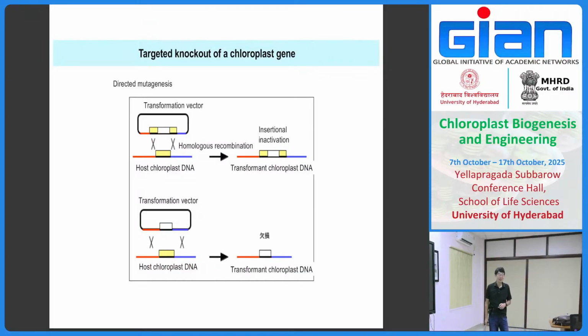CRISPR-Cas we cannot use for the chloroplast genome. Sorry? CRISPR-Cas, no, you don't need it. This is easy. For nuclear transformation you can use it, but here you don't need it at all. It's very specific because homologous recombination occurs in the chloroplast like in bacteria.